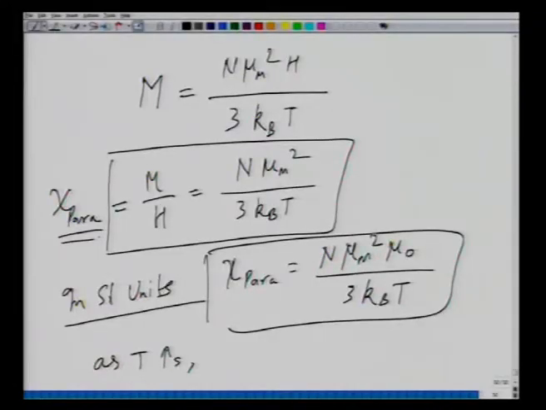And so essentially, as temperature increases, chi para decreases, and this is because of increased thermal randomization, and as a result you have this kind of picture. Now you can make some modifications to this expression. The modifications can be made in the form of adding both spin and orbital contributions, or taking the quantum mechanical picture.